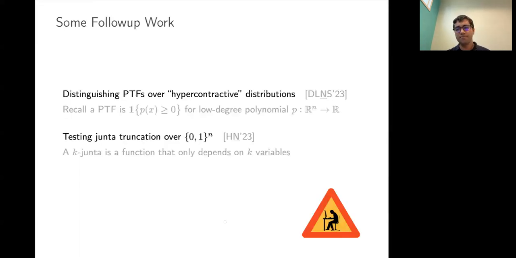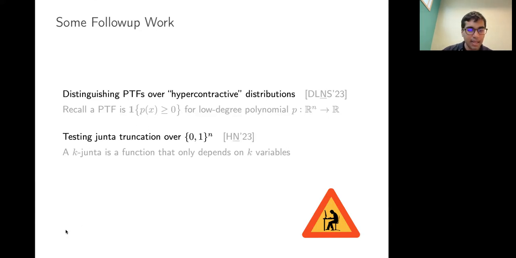And so there's some follow-up work that I've been doing to this paper. So convex sets are great, but another class of functions you might want to distinguish is polynomial threshold functions, which are possibly non-convex. So a polynomial threshold function is just the sign of a polynomial.